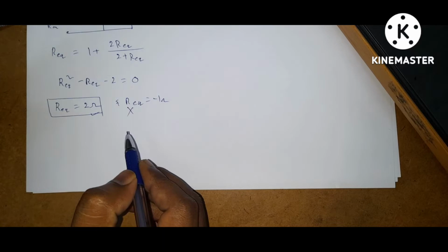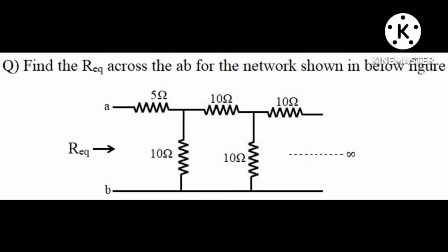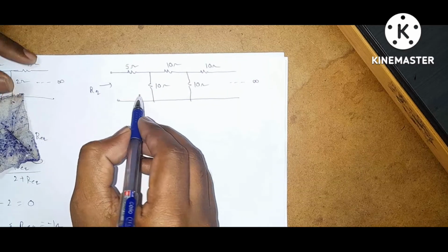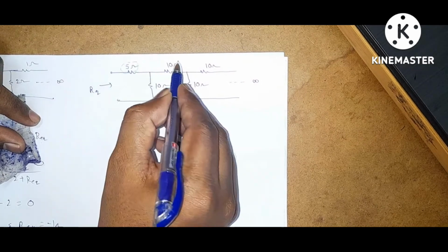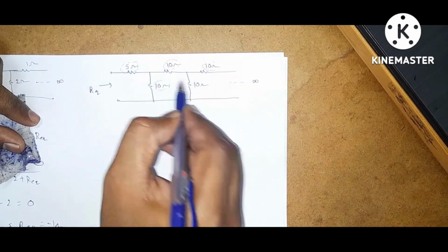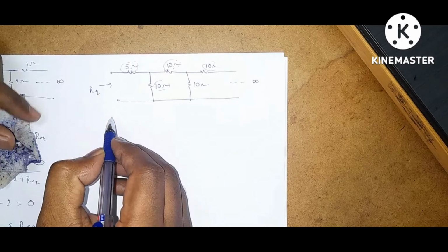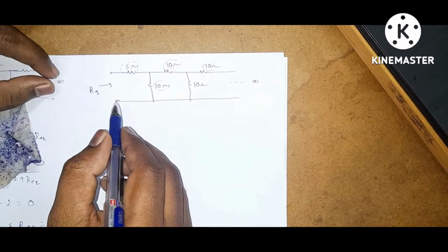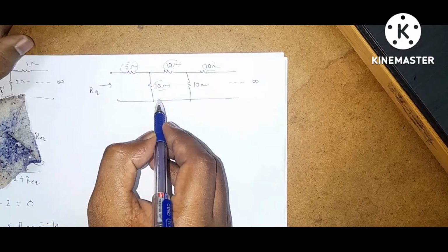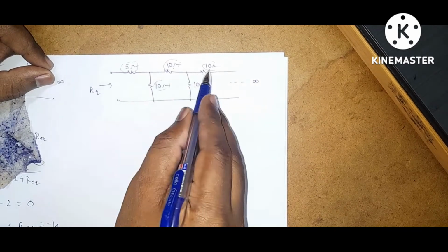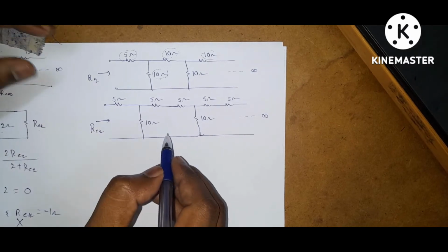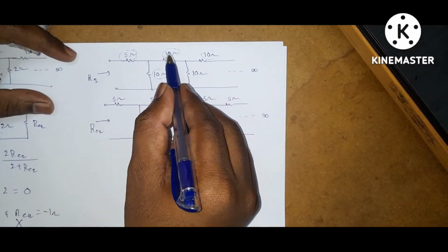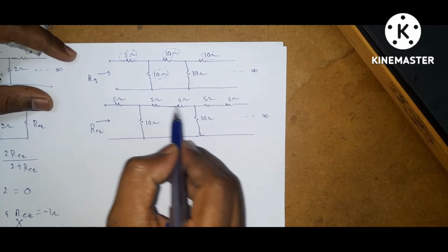Neglect this value. Next question, find the R equivalent across AB for the network shown in the figure. This is the given circuit. Here this is 5 ohms, but all these other resistance values are 10 ohms. So how to solve this? To solve this type of circuit, first of all, split these values. I am splitting this 10 ohm resistor into two resistors, 5 ohms and 5 ohms.